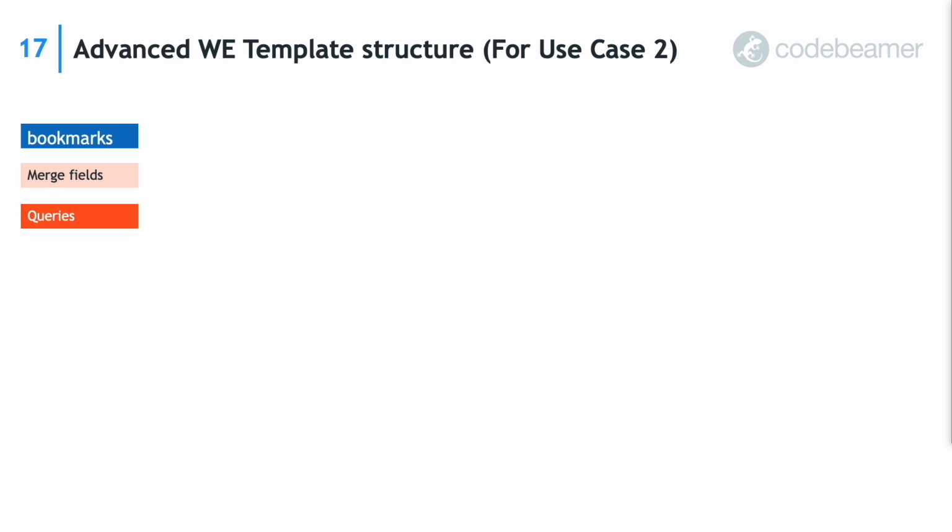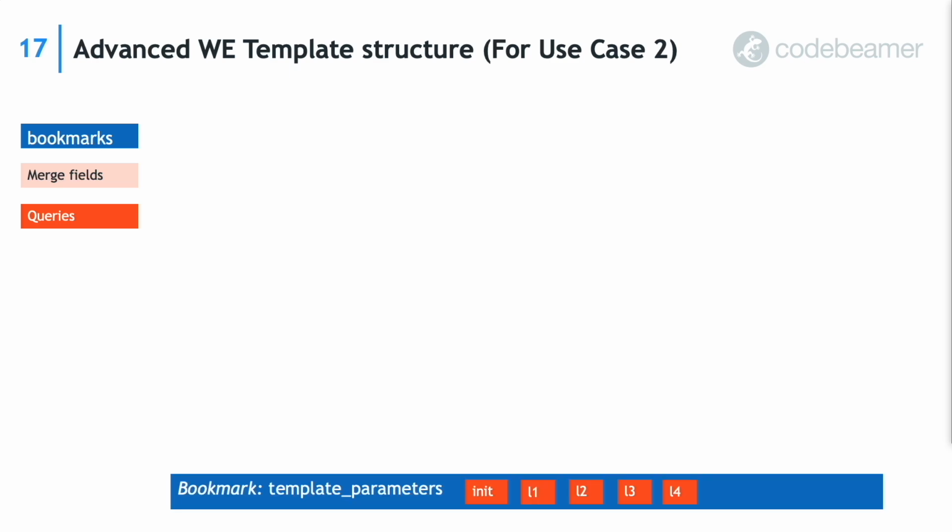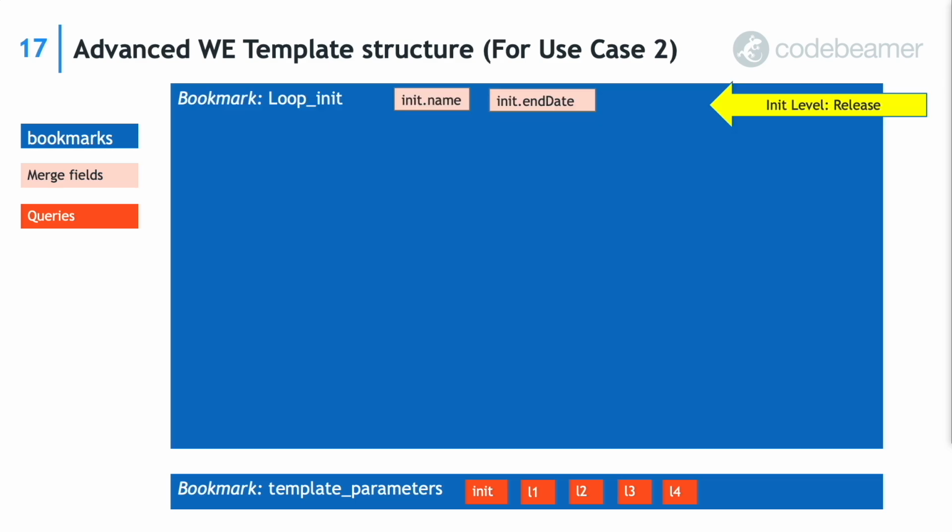You already saw a conceptual diagram about the structure of the advanced Word export template for use case 2, and now let's review how it's being built up step by step. First, we define the template parameters. For this purpose, we'll use queries. Once these are ready, we can start to build the actual body of the template.